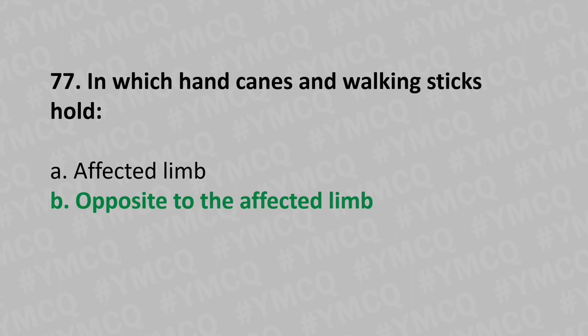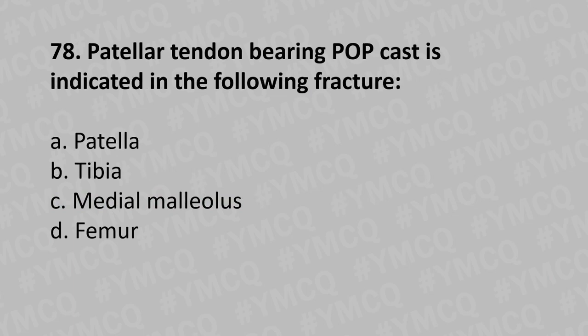The patellar tendon bearing POP cast is indicated in the following fracture. Option A, patella. Option B, tibia. Option C, medial malleolus. Option D, femur. And the answer is option B, tibia. Moving to our 79th question.